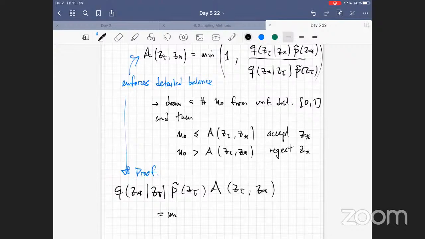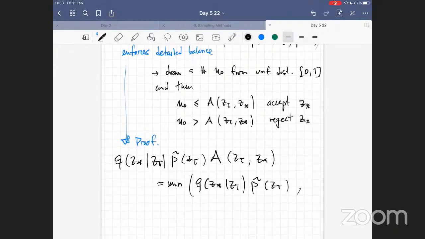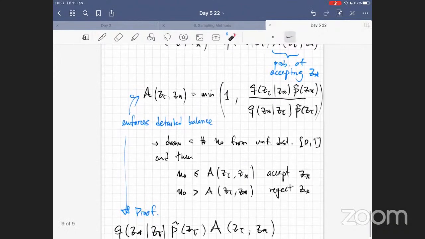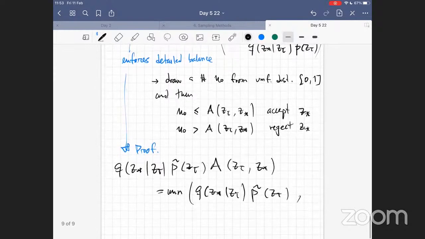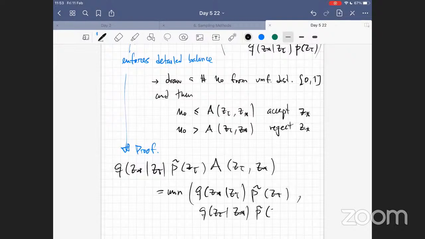This is given by the minimum. So this is given by the minimum between what? Between the same thing, Q of Z star given Z tau. So I am multiplying by the same thing times P of Z tau, between this minimum and the other factor. So this is Q of Z tau given Z star times the probability of Z star.